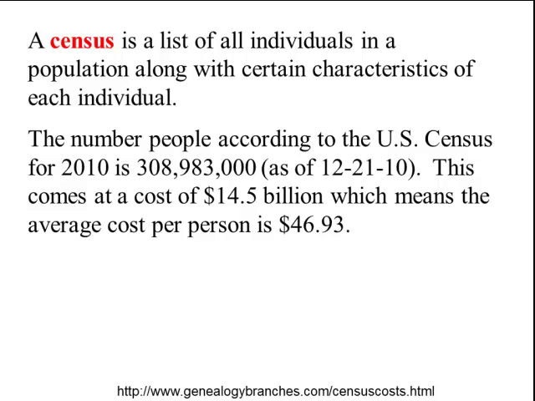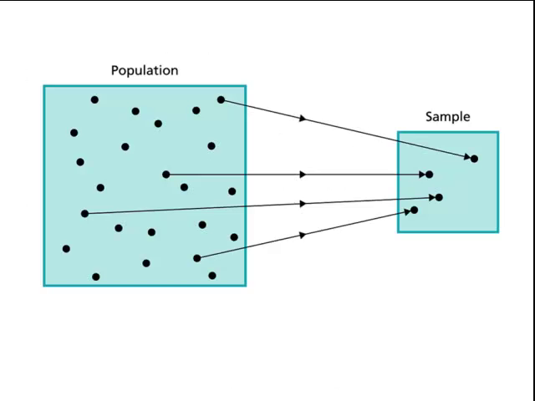When we try to measure something from a population, it is very time-consuming and it's very expensive. A better way is to use a sample. If the sample is representative of the population, it's a lot quicker, easier, and less expensive. And then we can use the sample to make an inference about the population.